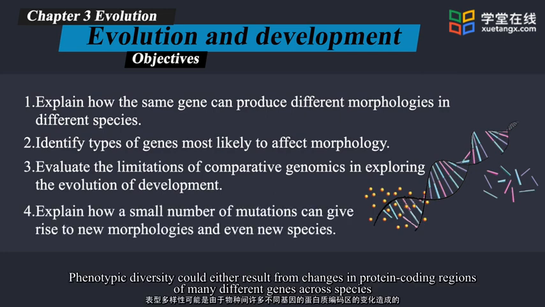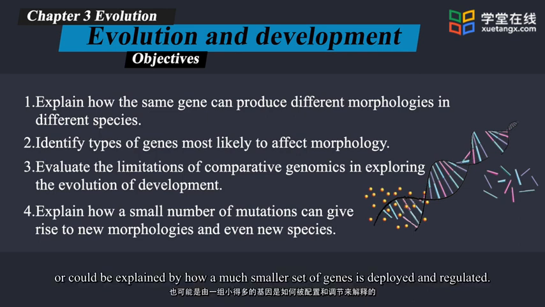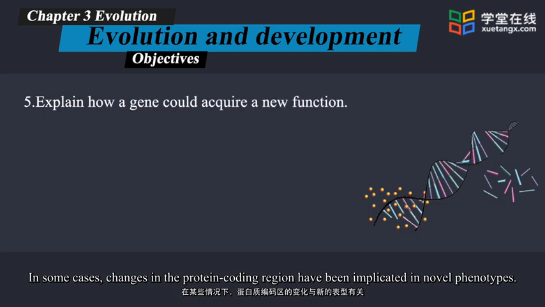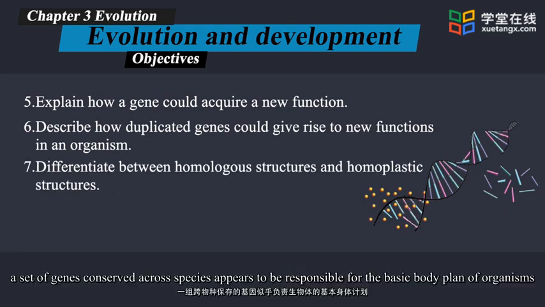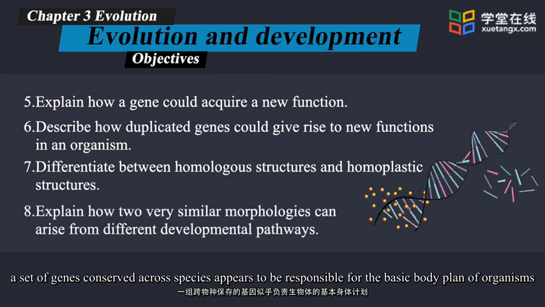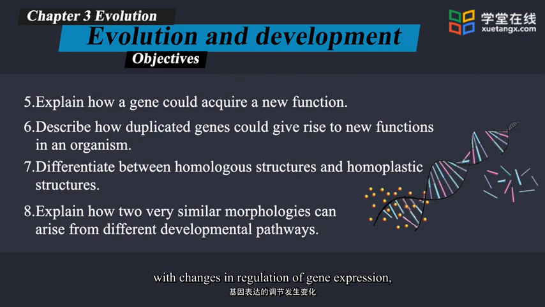Phenotypic diversity could either result from changes in protein coding regions of many different genes across species, or could be explained by how a much smaller set of genes is deployed and regulated. In some cases, changes in the protein coding region have been implicated in novel phenotypes. In other cases, a set of genes conserved across species appears to be responsible for the basic body plan of organisms, with changes in regulation of gene expression accounting for phenotypic differences.